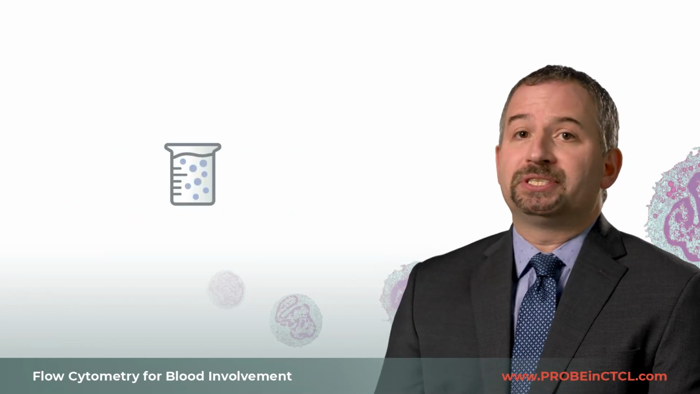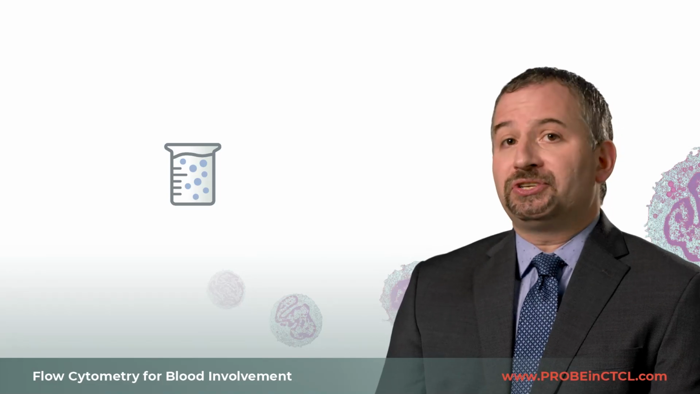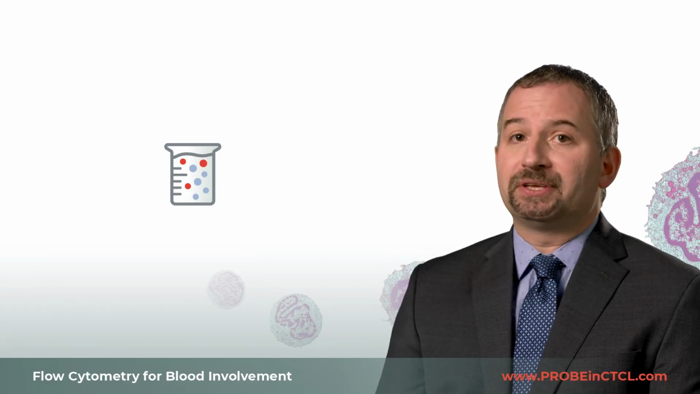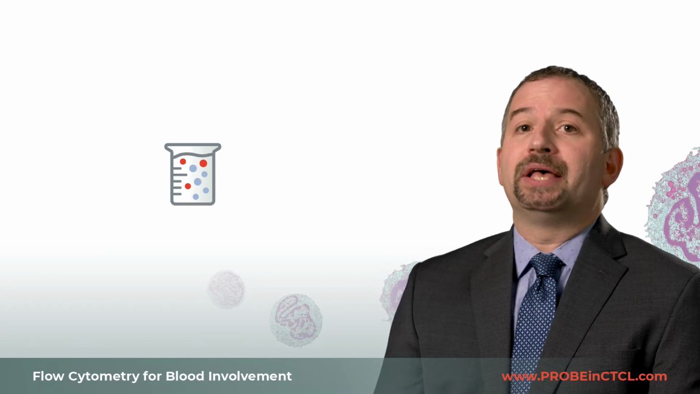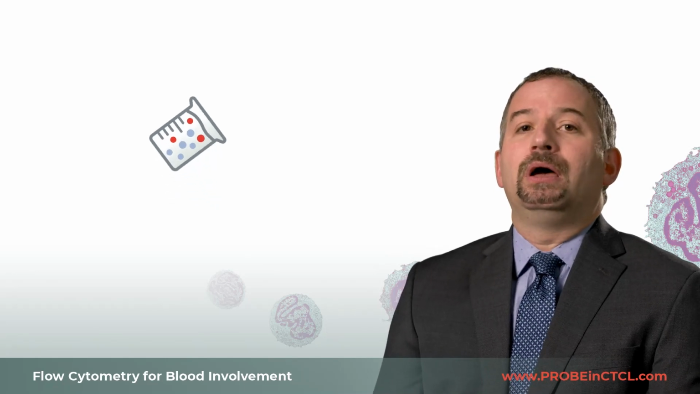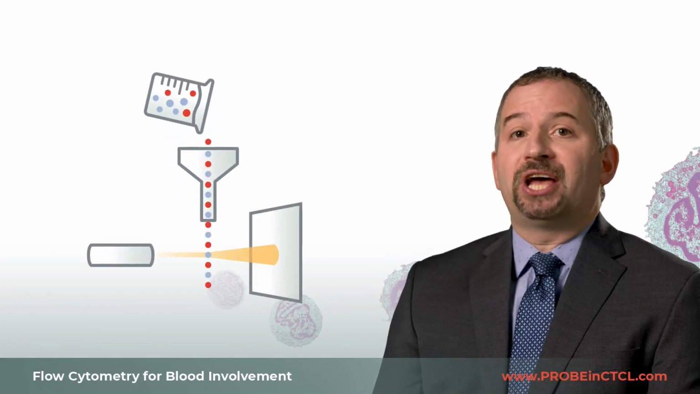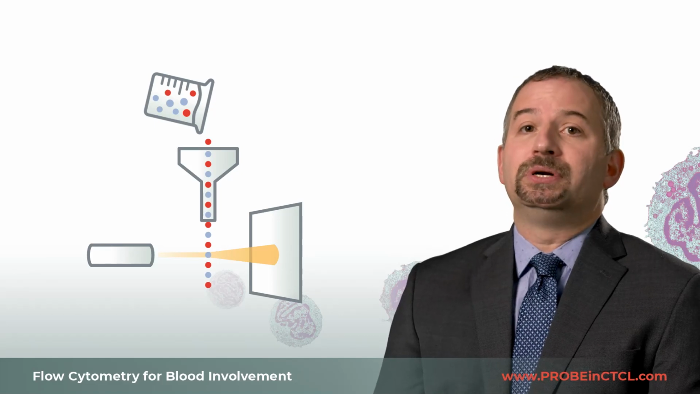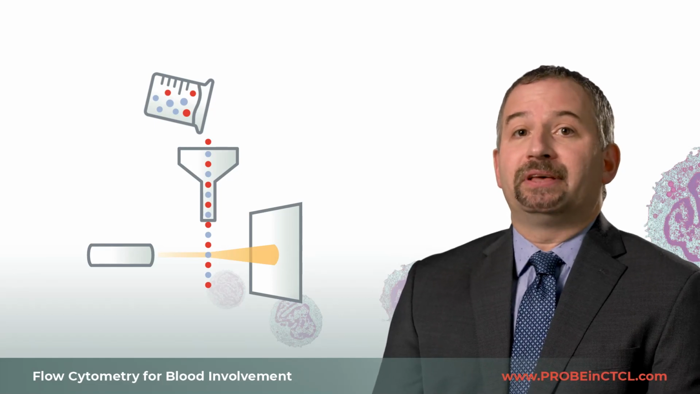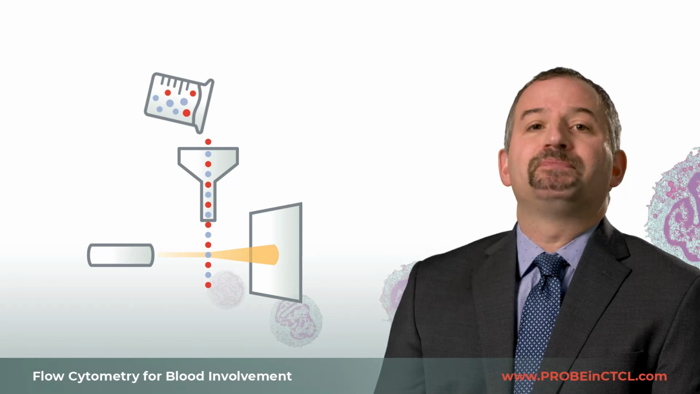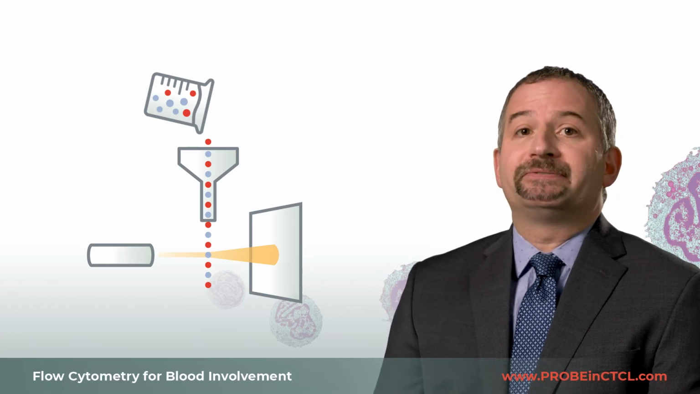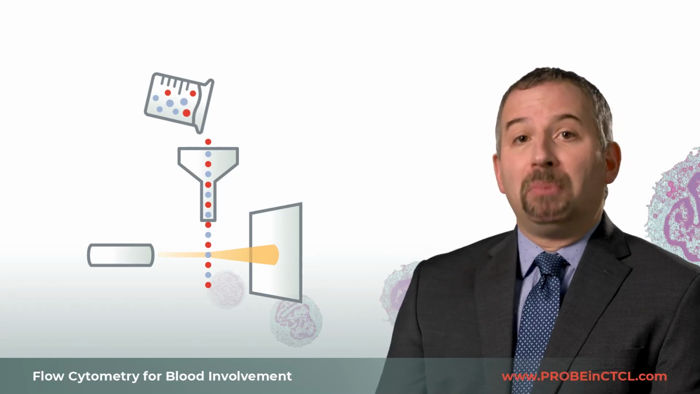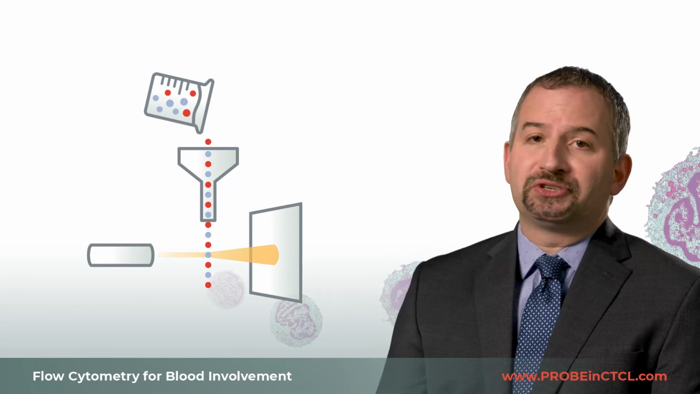So how does flow cytometry work? First, cells are tagged with fluorescent markers of interest and suspended in solution. These fluorescent cells are then injected into the flow cytometer and are evaluated as they flow past multiple lasers. Each cell is analyzed for visible light scatter and multiple fluorescence parameters.